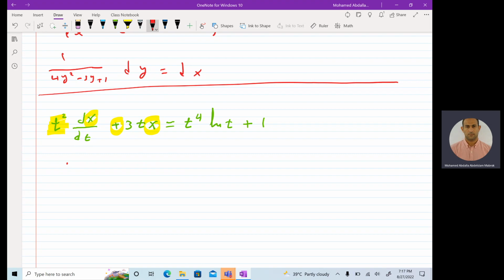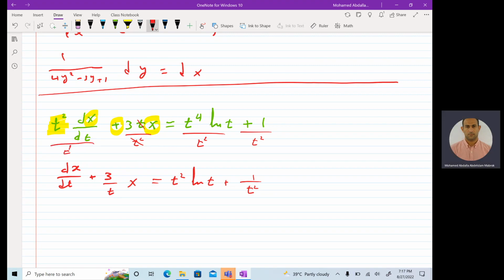So here, this will be dx by dt plus 3tx over t squared, so it will be 3 over t times x, because when I divide here by t squared, this will go as this, so it will be only t there, equal t to the power 4, then t plus 1 over t squared. Remember, every term has to be divided by t squared.